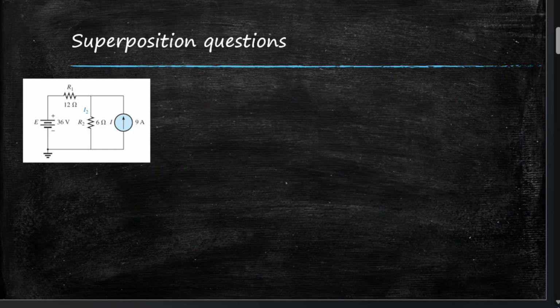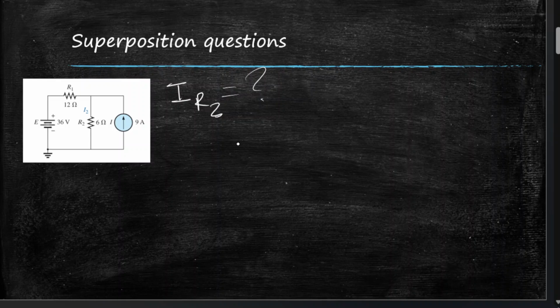Now let's do some practice questions to understand the theorem better. So here we have a network with two sources, a voltage source and a current source, where the voltage source is E, 36 volts, and the current source I, 9 amperes. First let's analyze the voltage source. And our question is, we have to find the current flowing through this resistor R2. IR2 is equal to what?